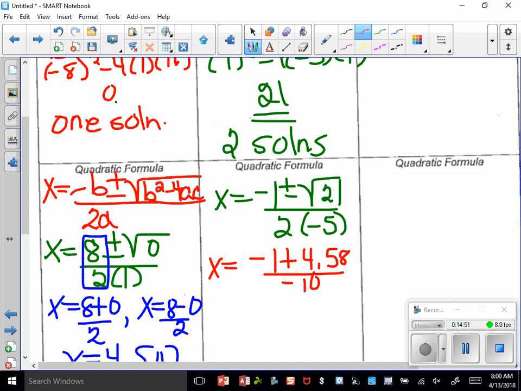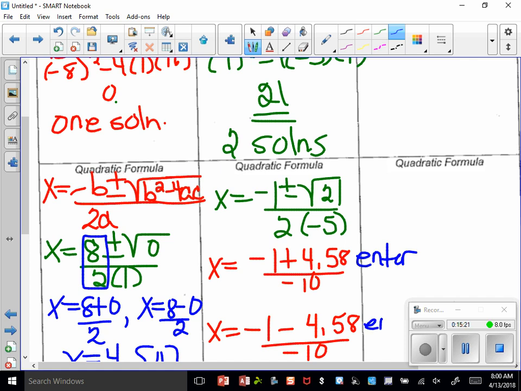Then we're going to do the other one as -1 minus 4.58 divided by -10. Now, when you're doing this in the calculator, if you don't write it as a fraction, please make sure when you do -1 plus 4.58, hit enter first before you then divide by the -10. If you don't, you're going to get the wrong answer. So do your numerator, hit enter, and then divide by the -10. So can someone give me the first answer?